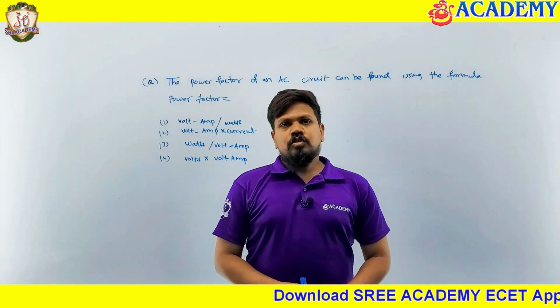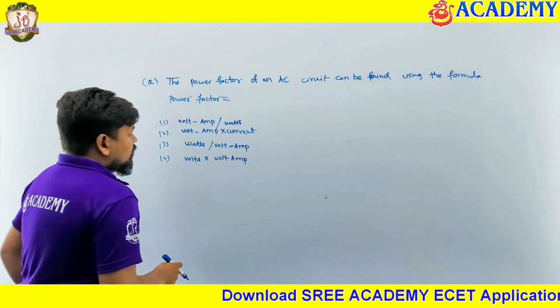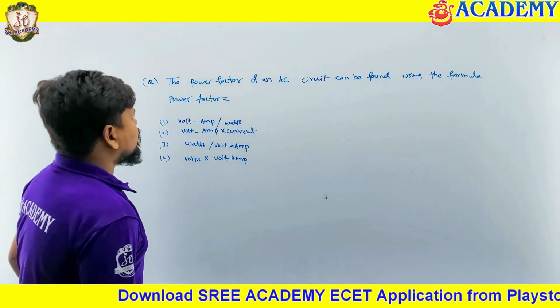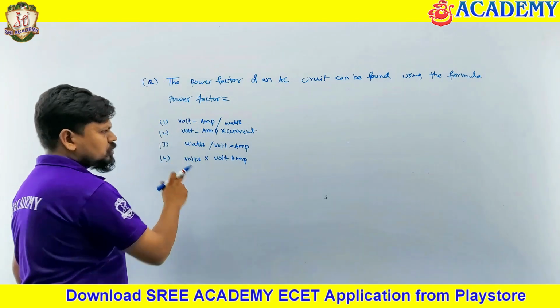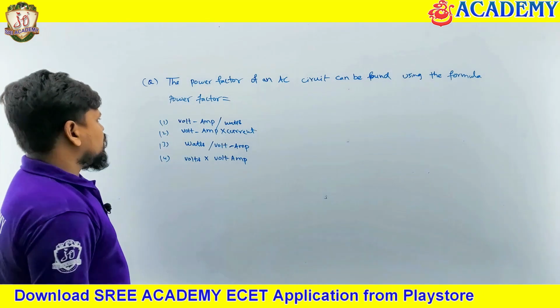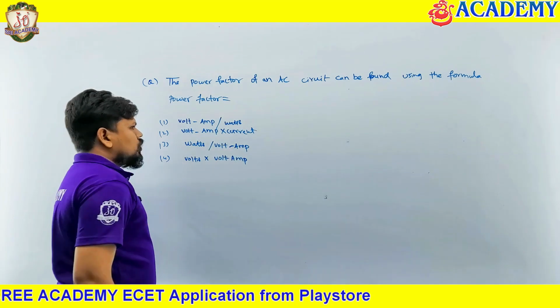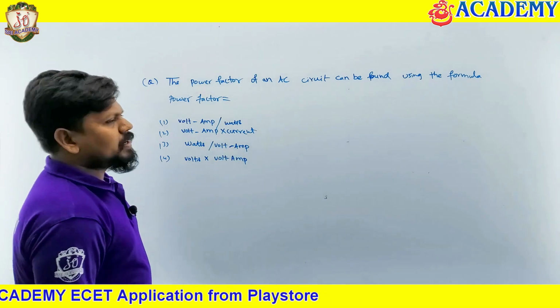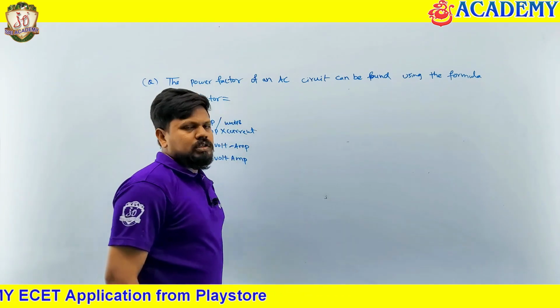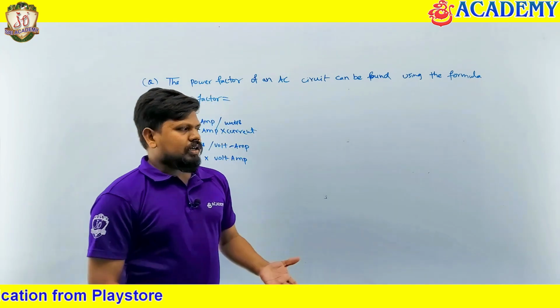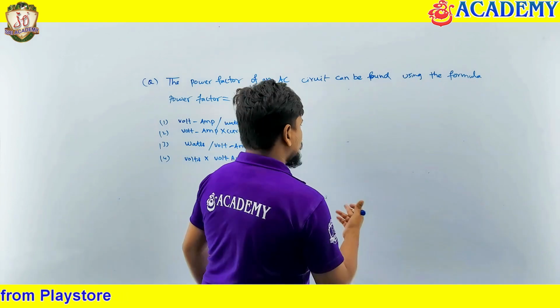Next question. The power factor of an AC circuit can be found using the formula power factor equals to, and they have given the options: volt amperes divided by watts, volt ampere into current, watts divided by volt amperes, volts into volt amperes. By seeing all these, you may just check the units and directly give the answer. Otherwise, for the information, I am giving some more things.